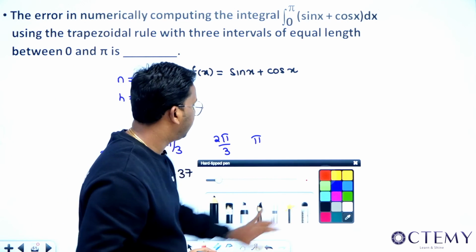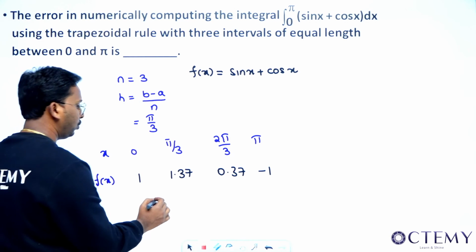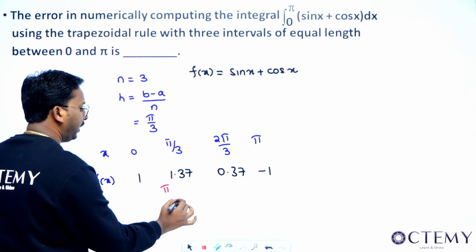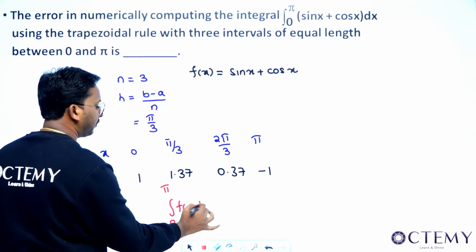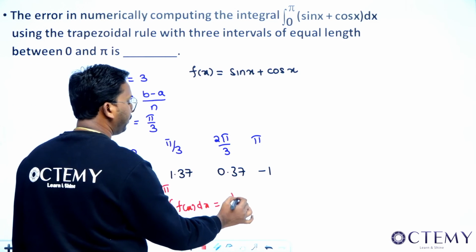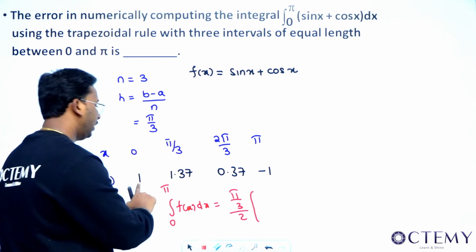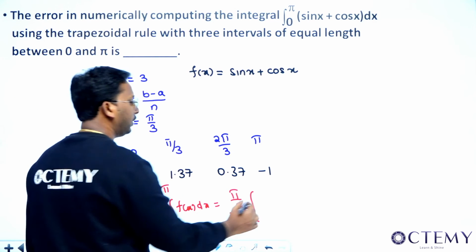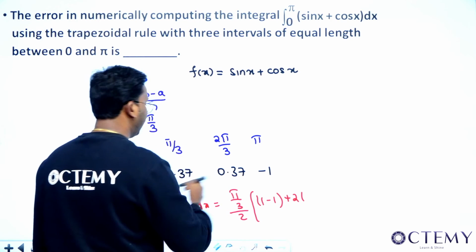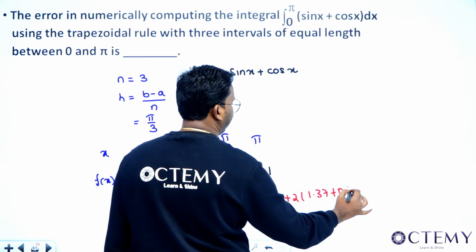Once you get this, next we have to apply the trapezoidal rule. If you want to apply the trapezoidal rule for the integral from 0 to pi of f of x dx, that should be h by 2. What is h by 2? Pi by 3 whole divided by 2. And this first value plus this last value, that is 1 minus 1, plus 2 times all the other values, that is 1.37 plus 0.37.